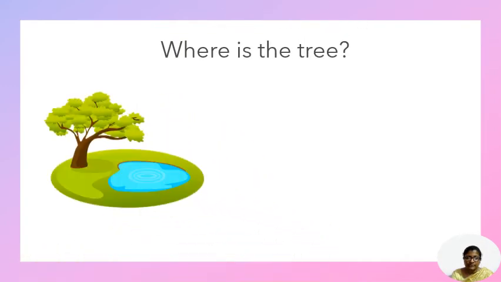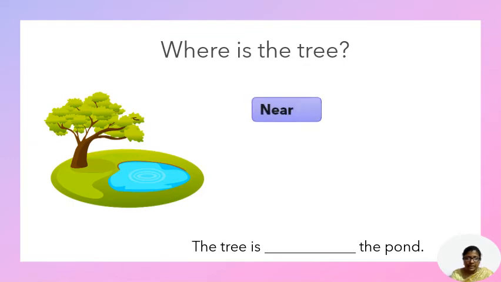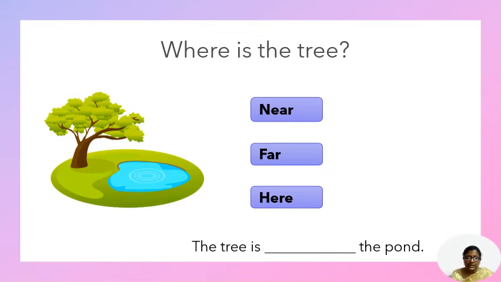Now, I'm going to ask a question. Where is the tree in this picture? Where is it? We have to fill the blanks. The tree is dash the pond. Near the pond, for the pond, or here the pond. Where is it? Where is the tree? Yes, the tree is near the pond. So the right answer is near.